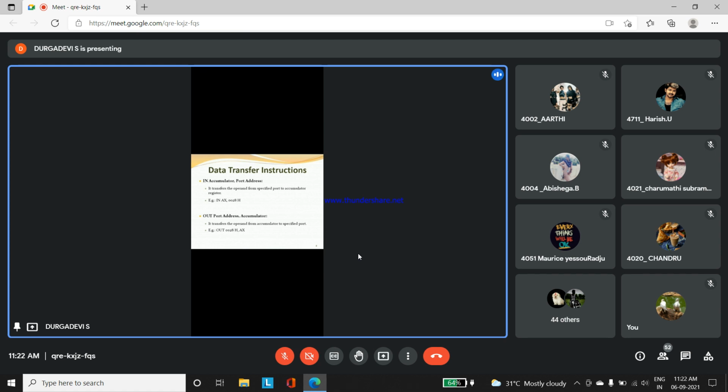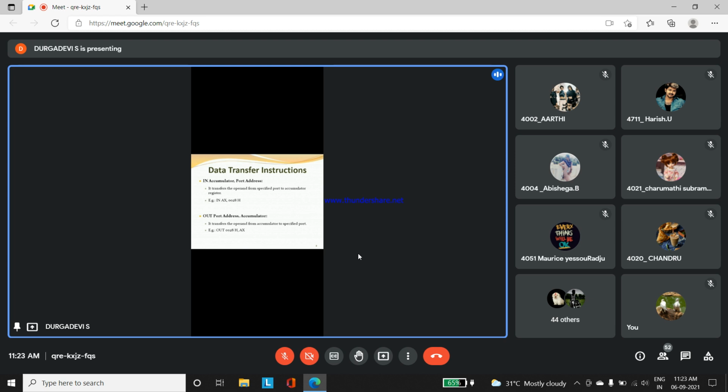So what will the processor do? From this port address, it will read the content and store it in your AX. So from where to where? From the input device to your processor. Now OUT, port address, accumulator: OUT 0028, AX. What will it do? It is going to transfer the data present in AX to the destination. The destination is the output port address, where your output device like a display unit is connected.